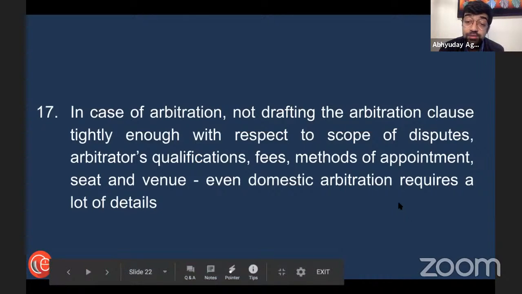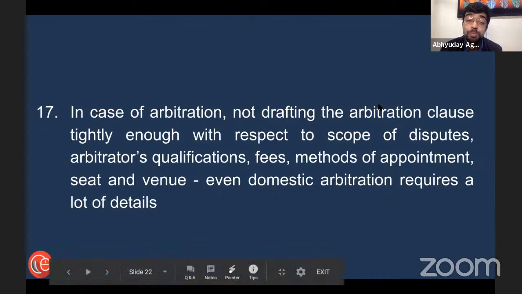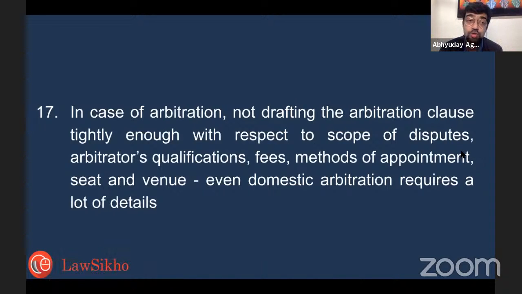Okay, and even a domestic arbitration clause requires a lot of these logistical details to be there. Both international commercial arbitration and domestic arbitration clauses. By the way, anytime you do a detailed study on international commercial arbitration, we also teach this in our course on international commercial arbitration, there's a term called pathological clauses.